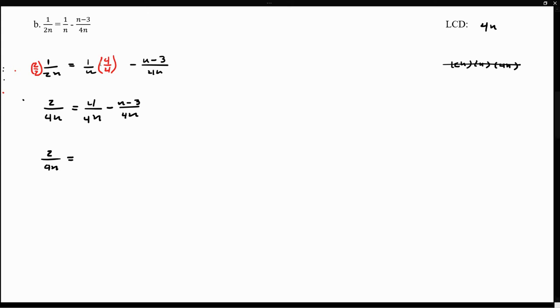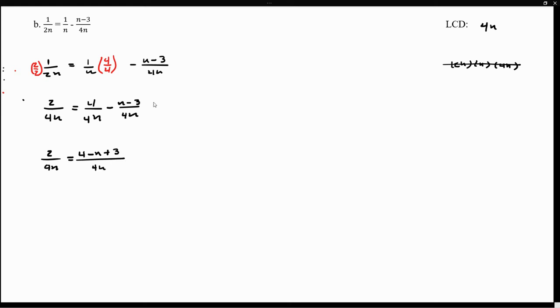Now we have to be careful with how we simplify this, because notice that this negative is affecting the whole expression. It is not just affecting the n. This negative is outside of the parenthesis, outside of the fraction, so it's affecting everything. One way to think about it is that you're just going to change the signs of the expression on the top. So instead of positive n, it becomes negative n, and instead of negative 3, it becomes positive 3.